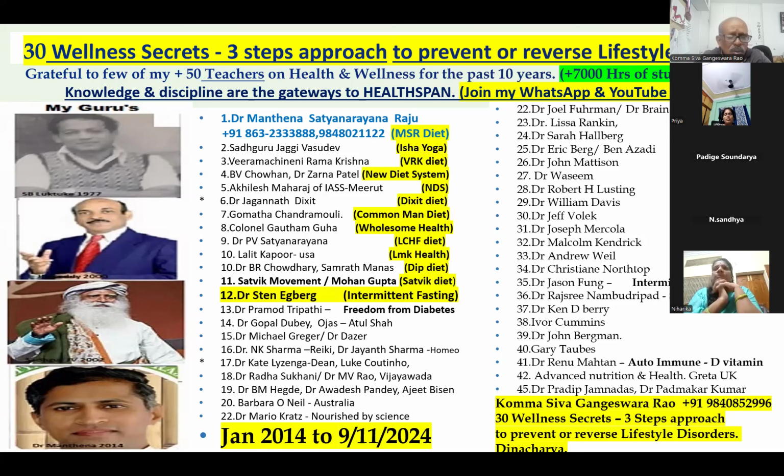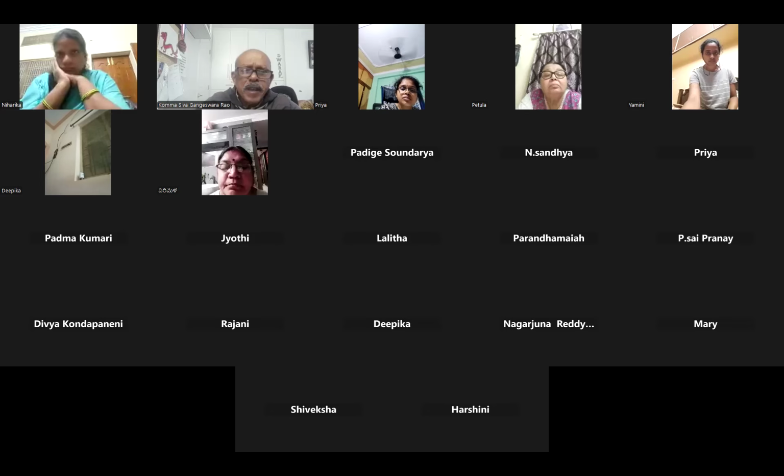If you have a severe problem, suppose a person is 100 kg, 120 kg, HbA1c is 10%, 11%, then that is the best diet. There are a lot of diets, the new diet system, NDS, Dikshit diet, common man diet, wholesome wealth. I have studied all of these things, friends. Now we have created a simple approach. Our approach is the simplest, and comprehensively addresses everything. Any doubts, friends?